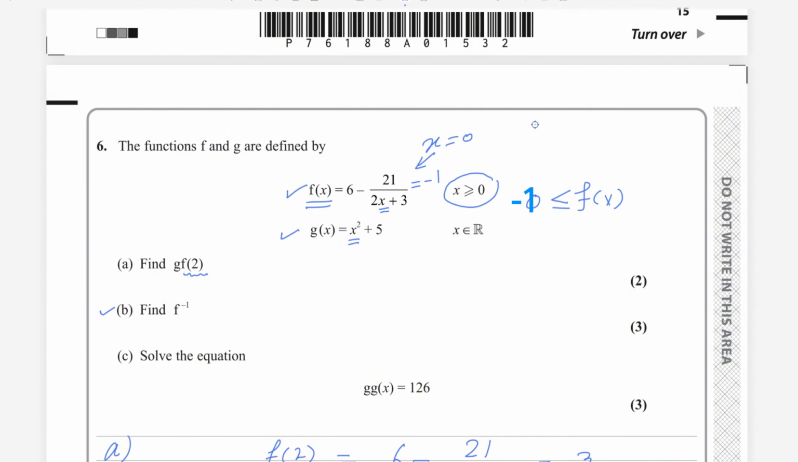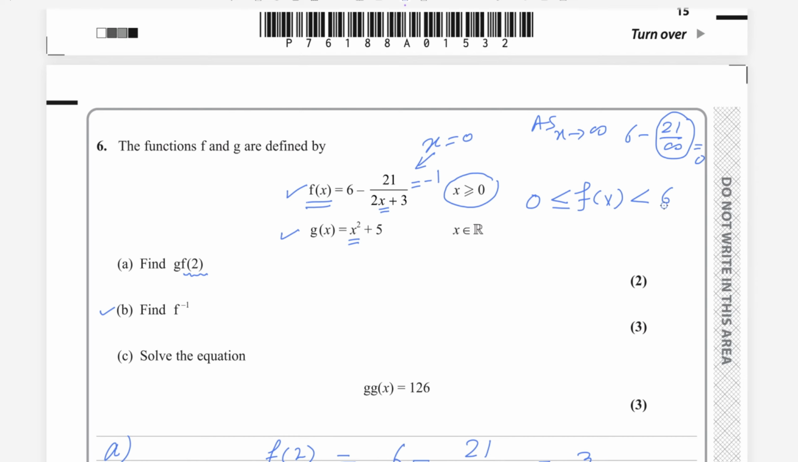Now the highest value, as x approaches infinity. When we divide 21 by an infinite number, the highest number, this part is always 0. Here we will use the inequality. If we use x as infinity, we will get the answer 6 for f of x, because 6 minus 21 over infinity is 0. So 6 minus 0 is 6. So the highest value is 6.